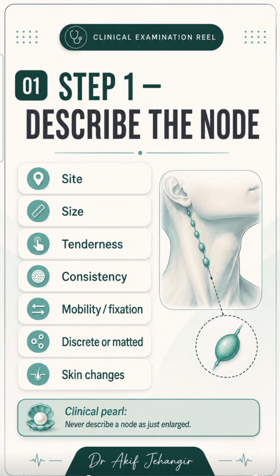Ask yourself, what is the site, the size? Is it tender or non-tender? What is the consistency? Is it mobile or fixed? Are the nodes discrete or matted? And are there any skin changes overlying them? A node should never be described as simply enlarged.